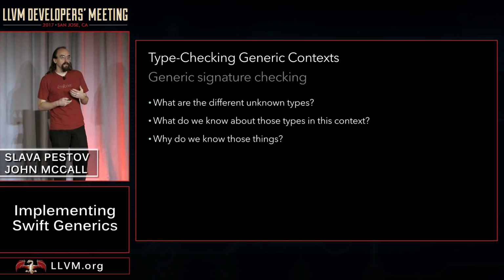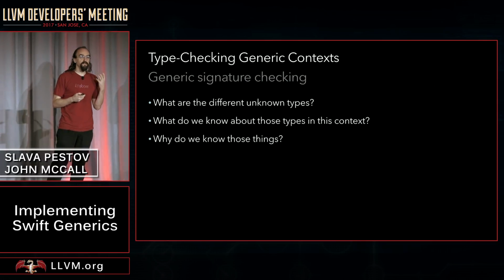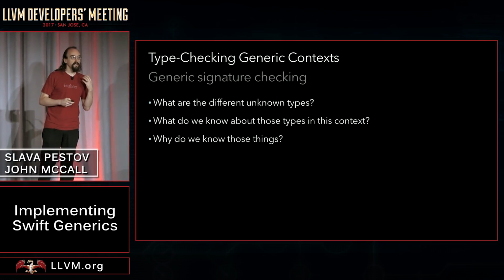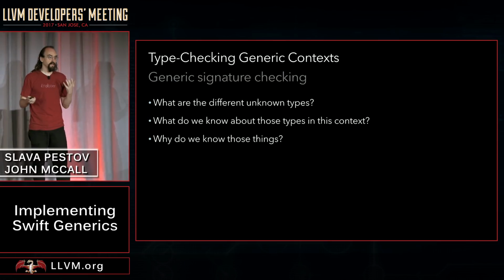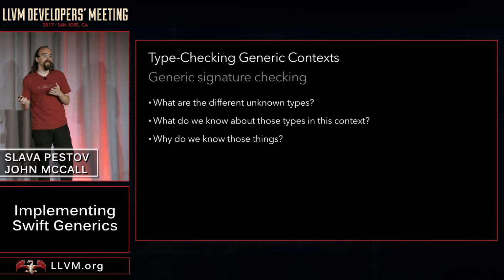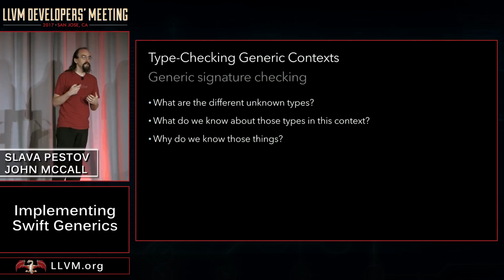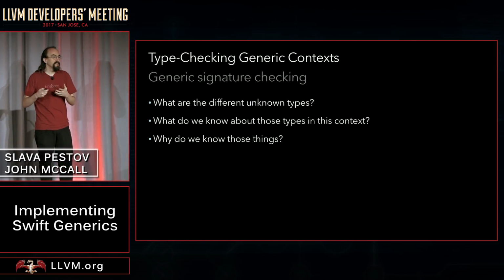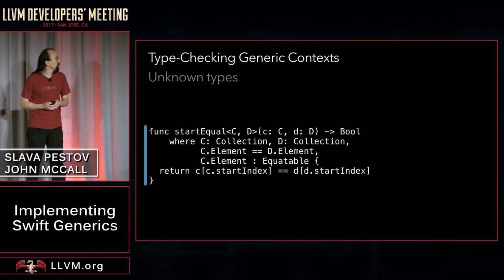So when I'm talking about this generic signature, there are really three important things I need to know. I need to know whether two particular generic types, unknown types, are different or whether they're the same. That's going to be vitally important for type checking. I also need to know what protocols, what things I actually know about an arbitrary unknown type that's expressible in this generic context. And finally, for compilation, it's going to be really important that I know why I know these things. So let's apply that to our example.